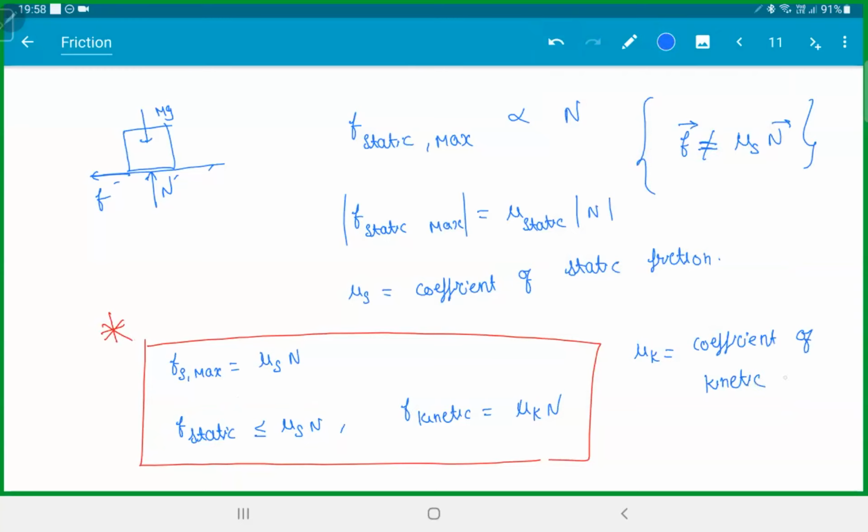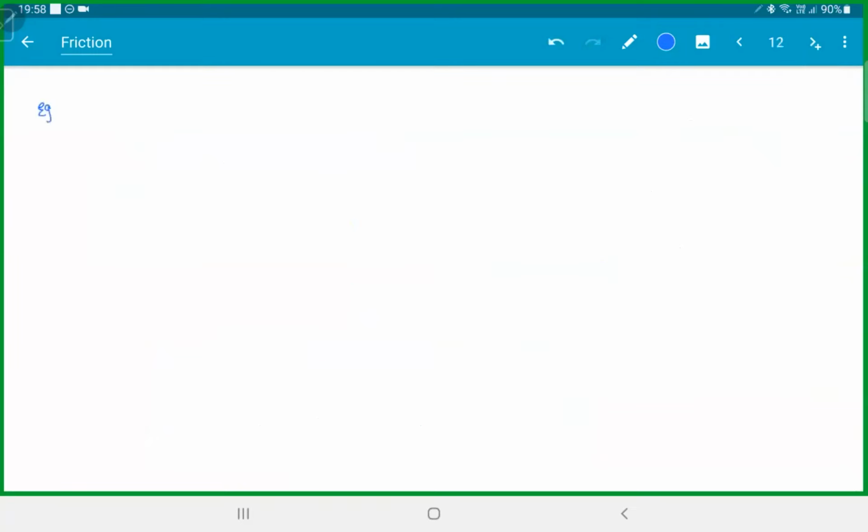Basically, friction depends on the normal reaction. Now, what do you mean by static maximum being mu N, and F static being less than or equal to mu S N? Let me give an example. I'll turn the page. Look at this example. Let's say we have a 5 kg block, and let's say mu is equal to 0.5. And let's say you're applying a force of 5 newtons. What do you think will be the frictional value here? What should be the frictional force?